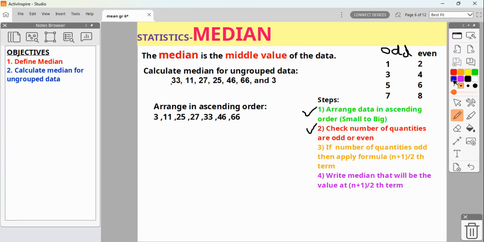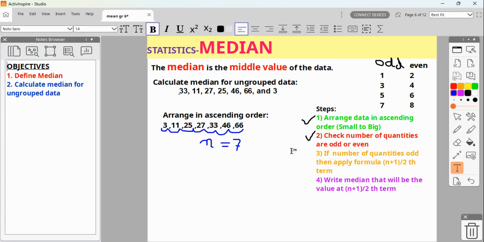One, 2, 3, 4, 5, 6, 7. Number of quantities are 7. It means we can say n is equal to 7. And 7 means number of quantities are odd. We have odd number of quantities because 7 is an odd number. We counted, there are 7 quantities.